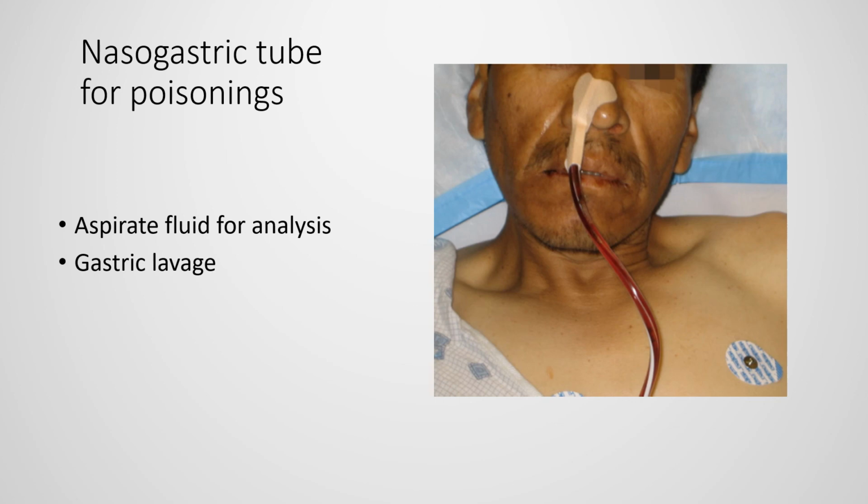In the setting of poisonings, you can put an NG tube down not only to suction some of the fluid back to analyze it, but that's done less commonly. I would say the more common reason is to do a gastric lavage, where you put large volumes of fluid down to cleanse the bowel, to flush out whatever's in the bowel. You can also put charcoal down this way too. If they're unable to drink charcoal, we can put charcoal through an NG tube. So it's for high volume gastric lavages or to put charcoal down.